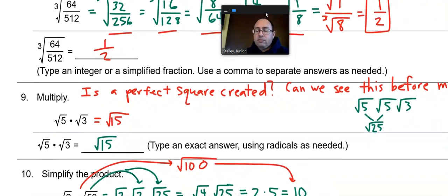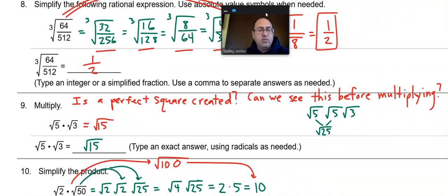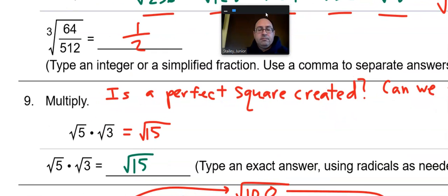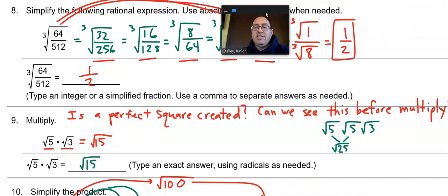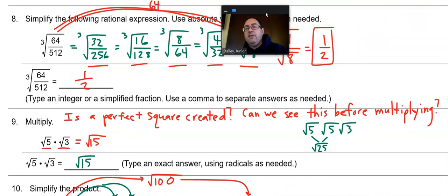Okay? Now, we're going to get more into this in the next Swyk, but I thought I would show you a little bit of this at the end of this one. So when you're multiplying radicals together, I know you can't add unlike radicals, but you can multiply like radicals, or unlike radicals, I should say. The only way to add radicals is if they're like radicals. We'll get into that at a different time. But radical 5 times radical 3. If a perfect square can be created in the process, if you can see it before you multiply together, I'll give you an example here.